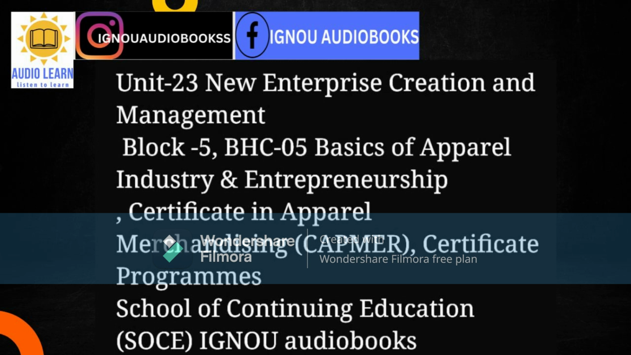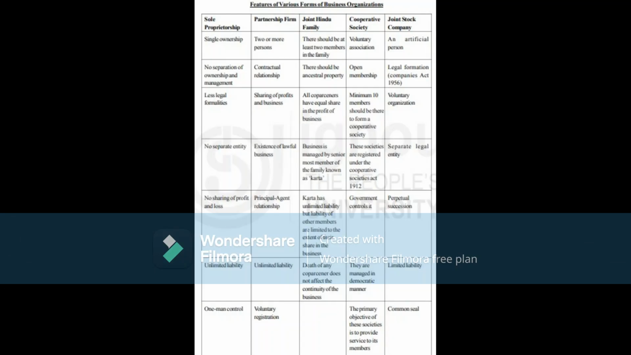1. Sole proprietorship. 2. Partnership firm. 3. Joint Hindu family. 4. Cooperative society. 5. Joint stock company. Let us take a look at the features and characteristics of these forms of business organizations briefly. Features of various forms of business organizations. Look at the screen for table content.